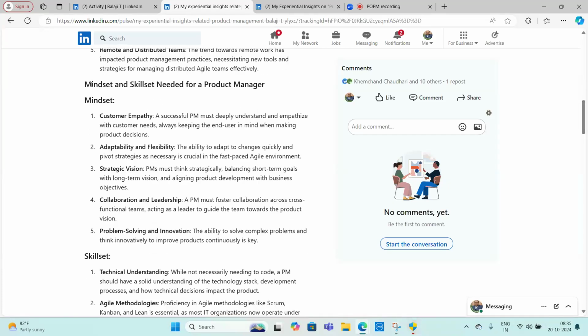I have written something on the mindset and skill set needed for a product manager. Generally, people focus on the skills. What is more important is the mindset. 80% of success comes from the mindset, because skills and capabilities can always be improved and learned. But if the continuous learning habit and mindset is not there, nothing can be done. So success is 80% mindset and 20% your skills or capabilities. I have just put some thoughts around this.